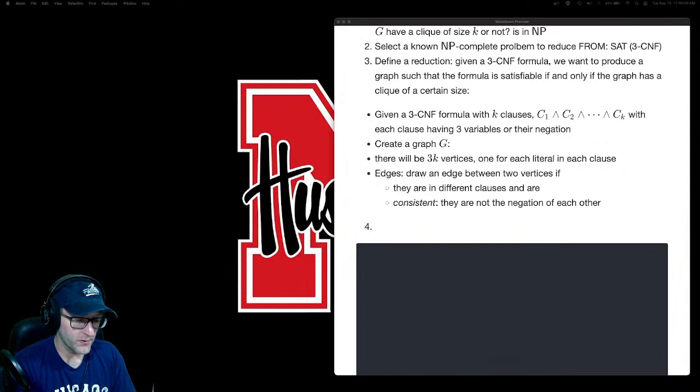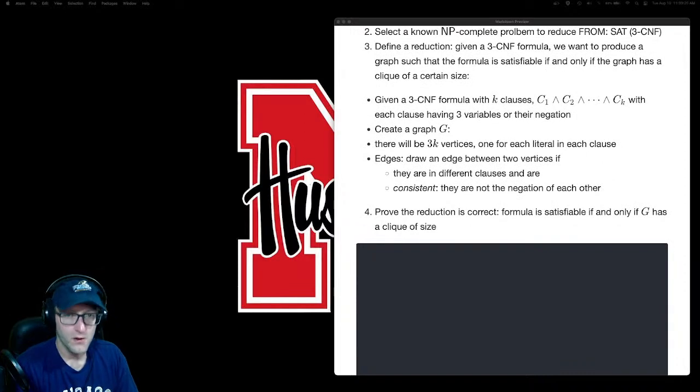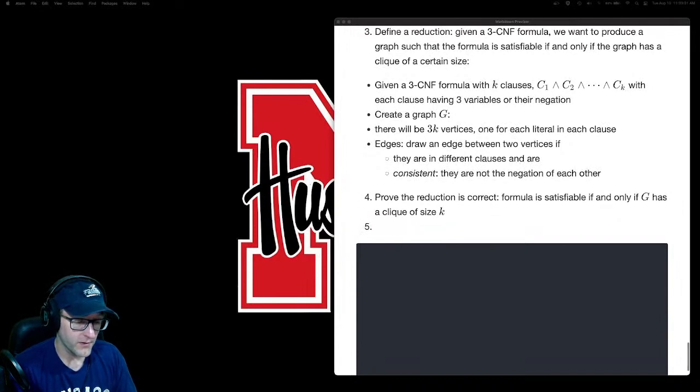We're going to prove the reduction is correct. That the formula is satisfiable if and only if G has a clique of size k. Hold on, pause, and I'll show you the idea here in a second. Step 5, let's go ahead and jump ahead though and show the reduction can be computed in deterministic polynomial time.